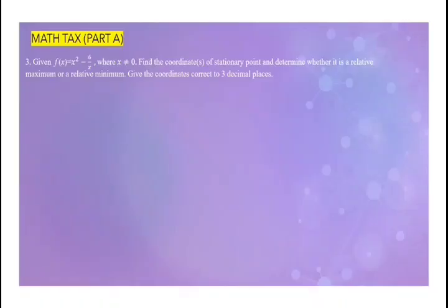Number 3, given f(x) is equal to x squared minus 6 over x, find the coordinate of the stationary point and then determine whether it is a relative maximum or minimum. So the first step is to find the first derivative. So we have f prime is equal to 2x plus 6 over x squared.